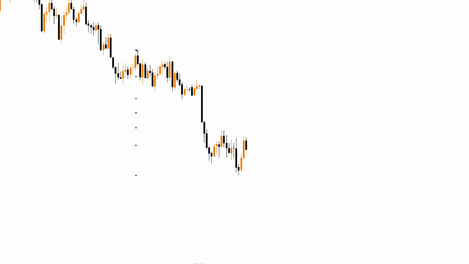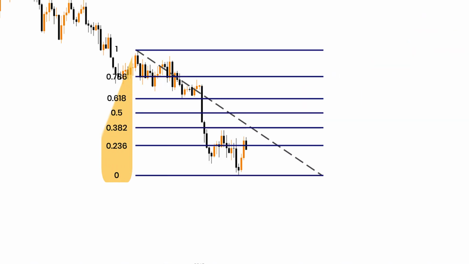Now, in this downtrend example, we plotted the Fibonacci retracement levels by clicking on the swing high at 1.5823 around late November and dragging the cursor to the swing low at 1.4953.